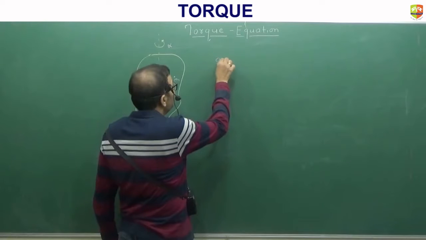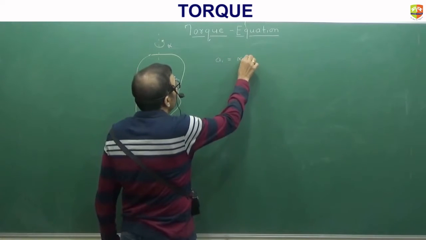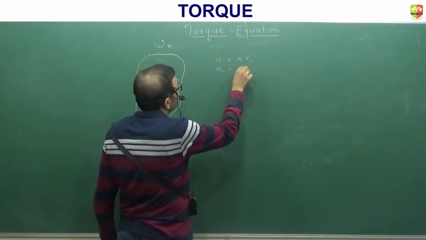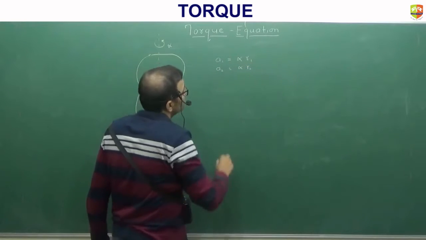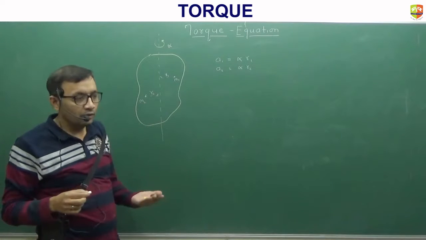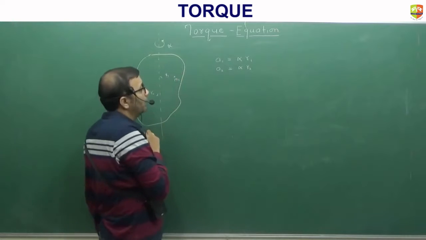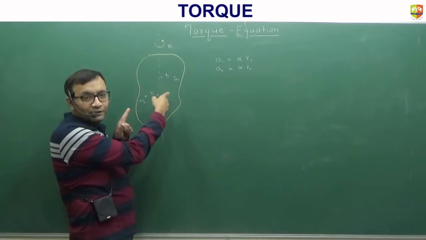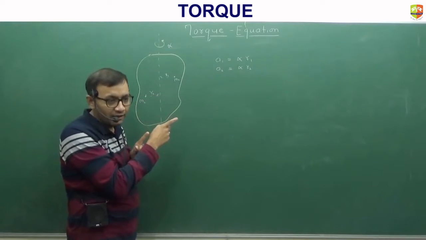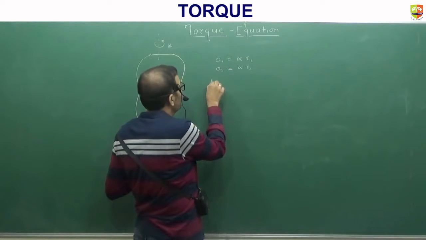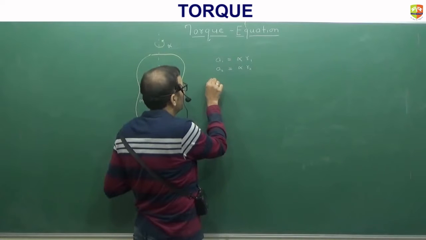So the acceleration of m1 is what? Alpha into r1. Acceleration of m2 is alpha r2. So the accelerations are in opposite directions. Are you getting it? That is understood. Acceleration is in the opposite direction. We will talk about it later on.